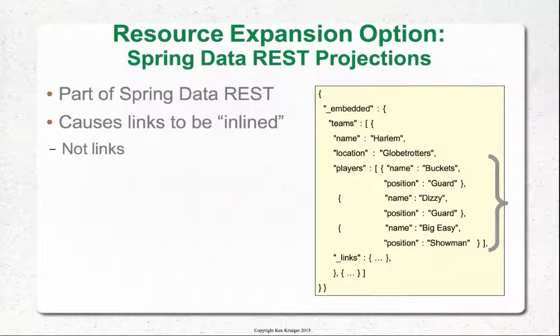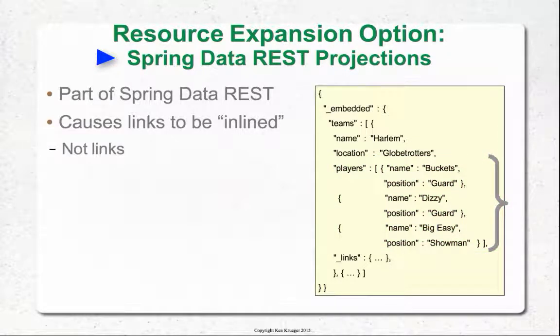So moving on from Traverson, let's look at another way of dealing with resource expansion. One way to deal with the issue is to have the resources expanded in the first place, have them pre-expanded. That is, to deliberately bypass the HATEOAS concept of links in the original service. Now, if we can do this, the players will be included in the team resource, and there is no need for a separate expand step.